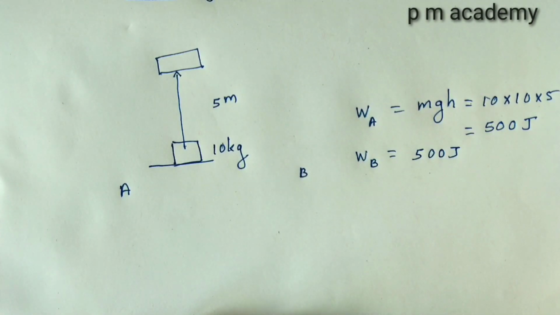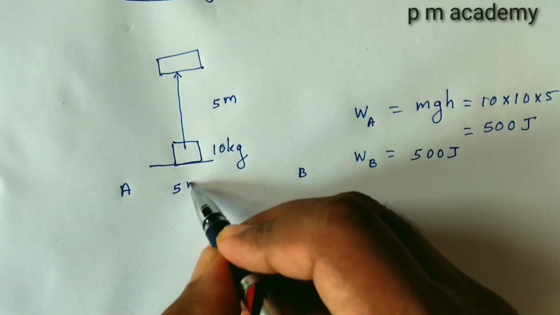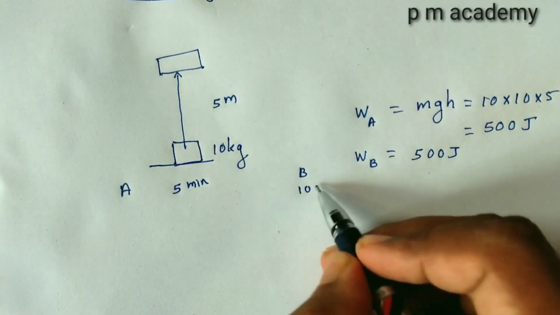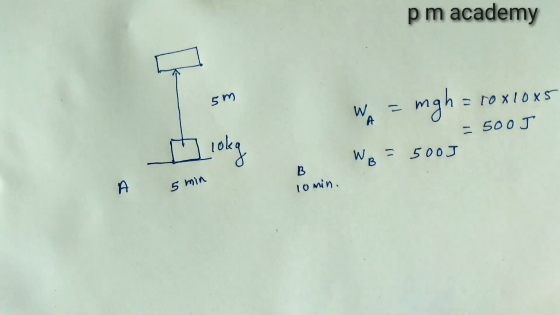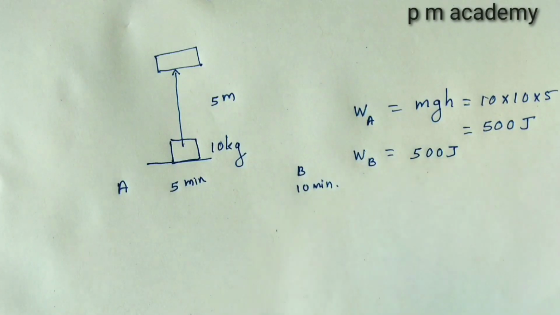The difference is that A is doing the work in 5 minutes. B is doing the work in 10 minutes. Then you can say that A and B are doing the same work, but the time taken to complete the work is different. A is faster than B. Therefore, work alone will not tell the complete idea of work done by a person.